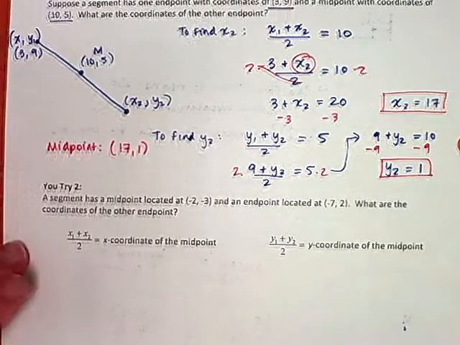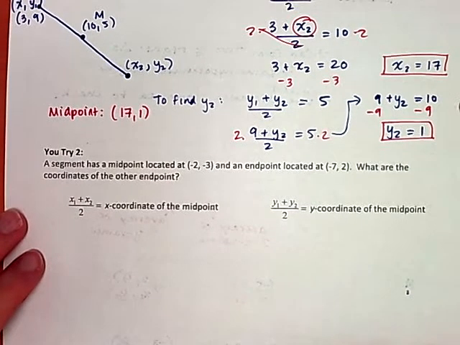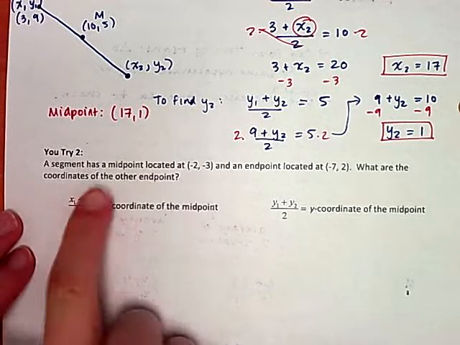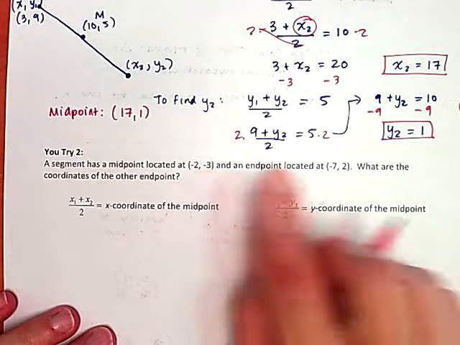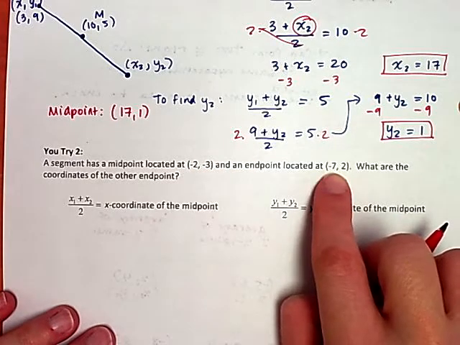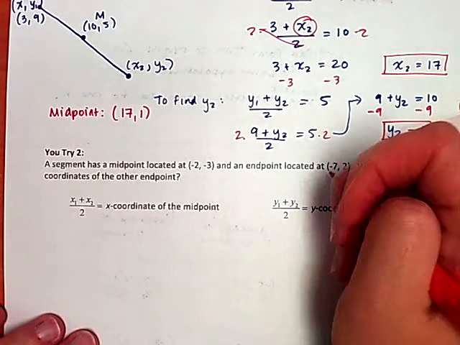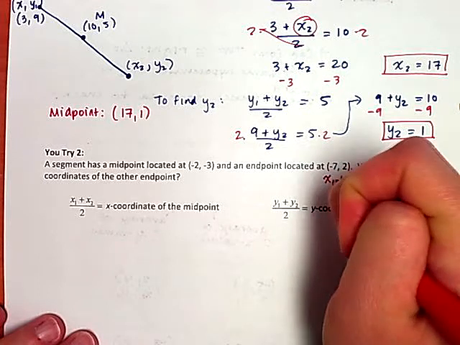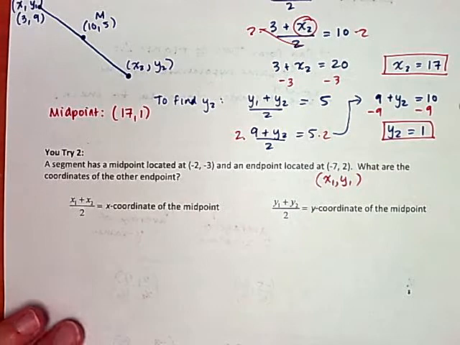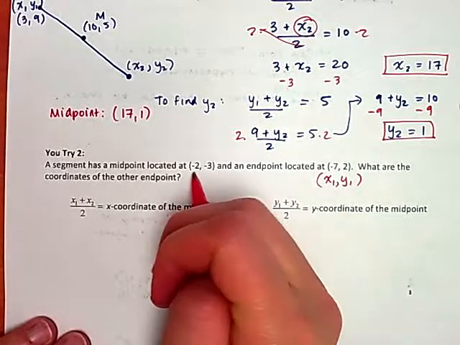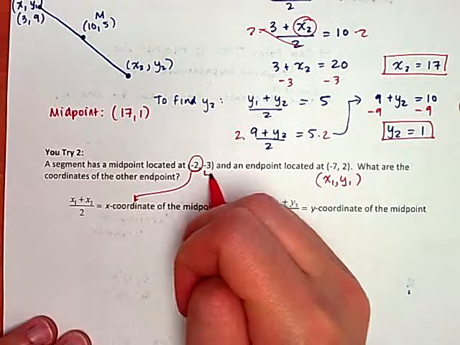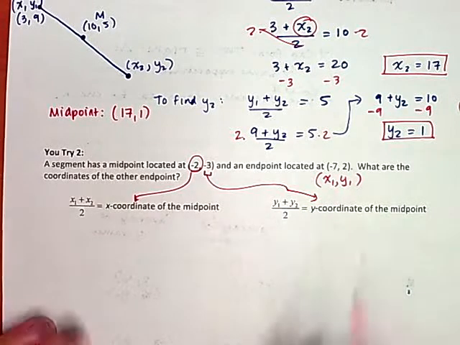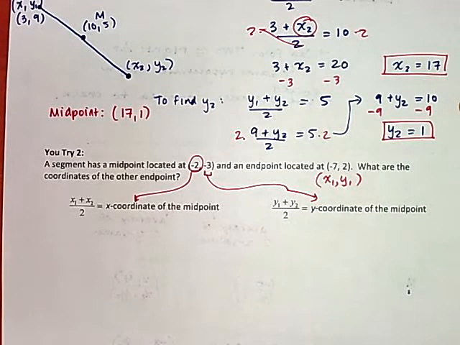Okay, so for the second U-try problem, you guys are going to do something really similar to that. You're given the coordinates of the midpoint, and you're given the coordinates of one of the endpoints, and you're finding the other. So we're going to plug in x1, y1 from the endpoint. We're going to set those equal to, we'll use the x coordinate here, and we'll use the y coordinate here. Okay? So do the best that you can on that, and again, we'll be checking on this next time I see you in class.